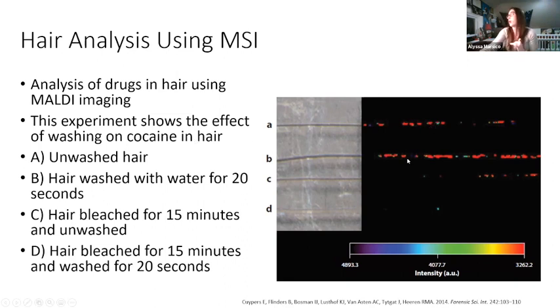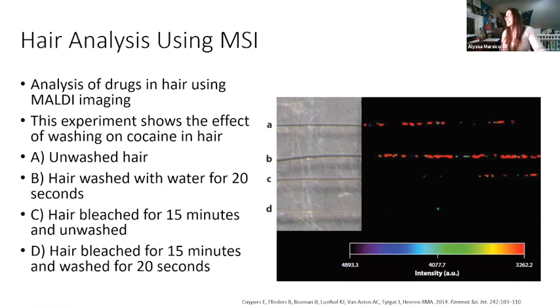Now we went ahead and we washed it with water for 20 seconds. Really doesn't help. Now what we end up seeing is as we bleach it, we continue to see a decrease in cocaine, but we can still detect it, right? Now the process of bleaching, if you know anything about hair, it can remove some of the drugs. In this case, I believe these hair samples were not actual cocaine users. They mimicked cocaine use, and they wanted to see if bleaching could remove it.